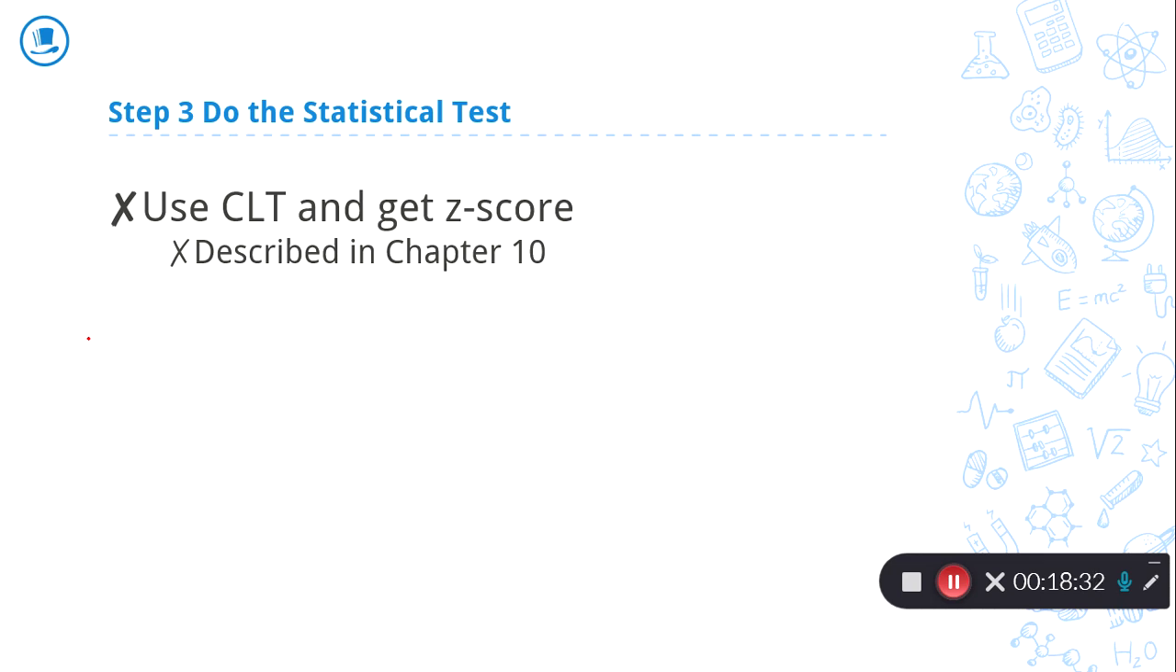The third step in hypothesis testing is doing the actual statistical test. This is where we would use the central limit theorem and get the z-score, just like we did at the end of chapter 6. But we're going to put this on hold and talk about it more when we get to chapter 10, when we talk about the t-test. This is going to be different. We'll have a different test to throw in this stage.